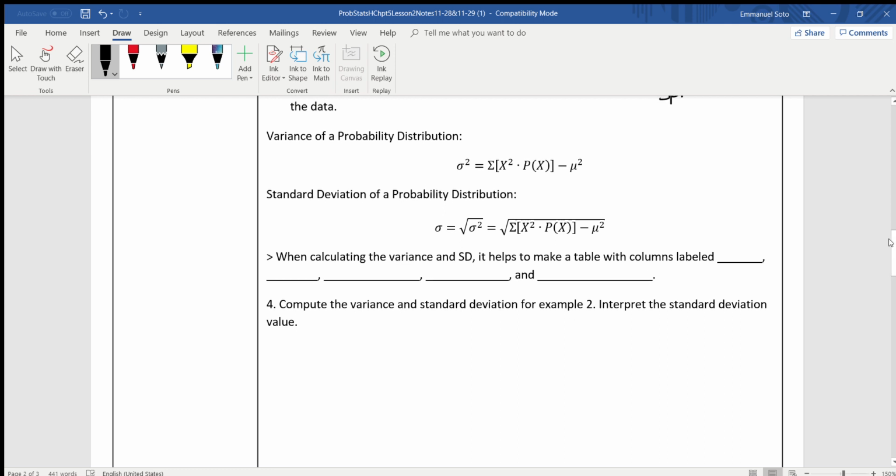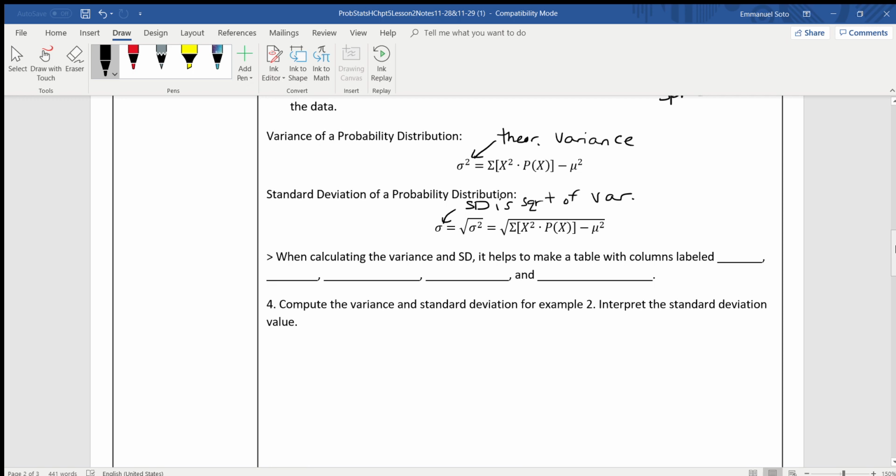Remember, the variance is given by sigma squared. So this is the theoretical variance, or just the variance. And this is your standard deviation. Remember that the standard deviation is the square root of the variance, always. The standard deviation is always going to be the square root of the variance.